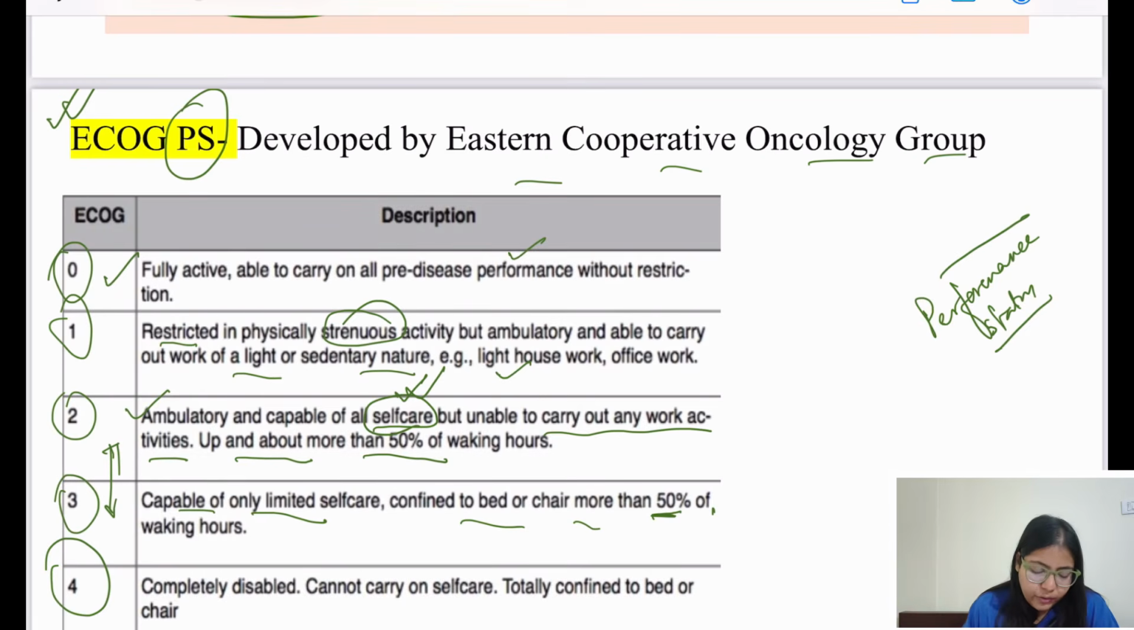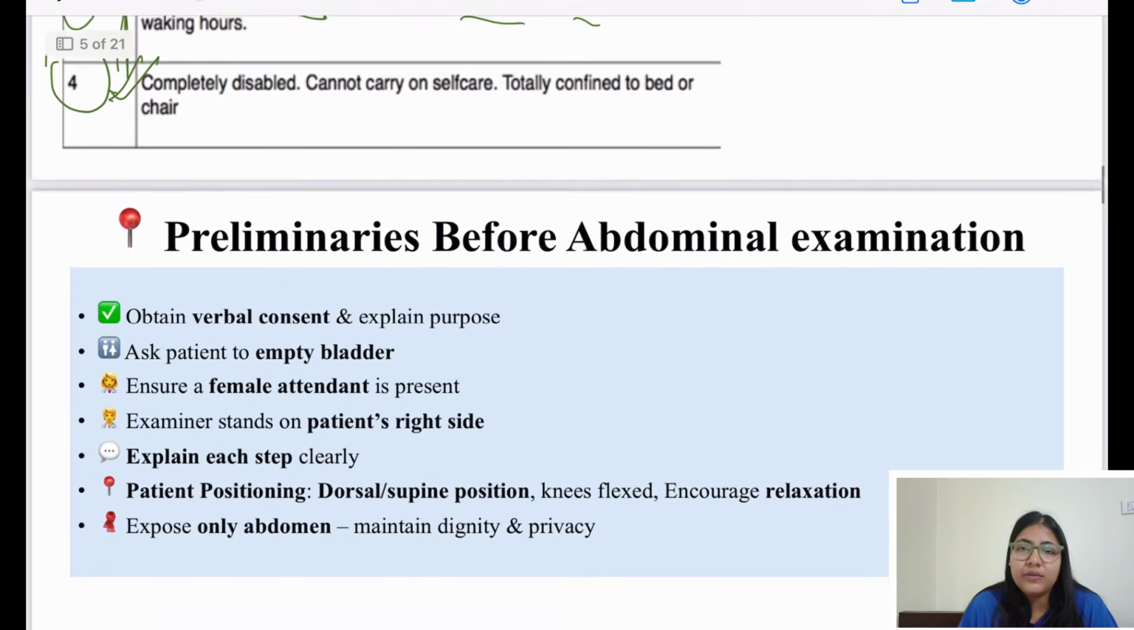And in score 4, patient is completely disabled, she cannot carry her self care. So in these category of patients 3 and 4, we generally don't operate because patient may not be able to tolerate the surgery, and then the post-op complications may be more in this type of patient. So you need to mention this point in cases of malignant cases, and there may be question that what is ECOG PS and what are the scoring and what is the significance of this score.